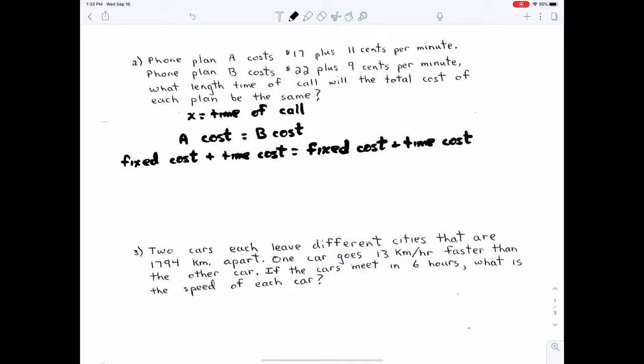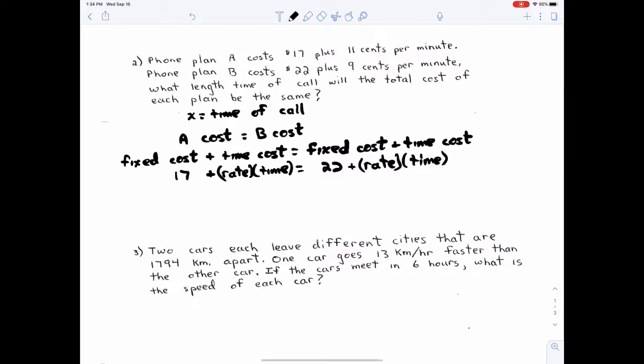Okay, what's the fixed? Do we know any of this? Yes, the fixed cost for A is $17. The fixed cost for B is $22. Well, how much do you get charged for the time? Well, it's basically rate times time. And again, remember, you don't need to write all this. This is what you do when you don't know what to do. So if you go straight to the equation, that's fine with me, as I've said.